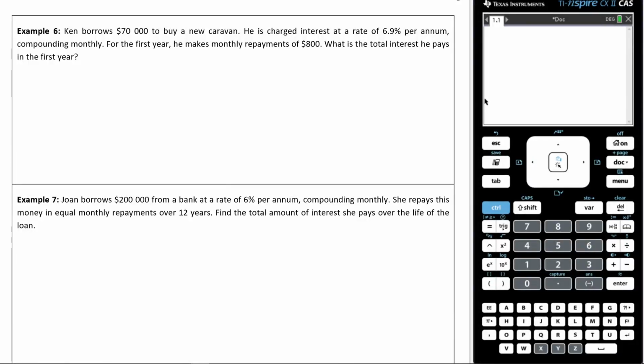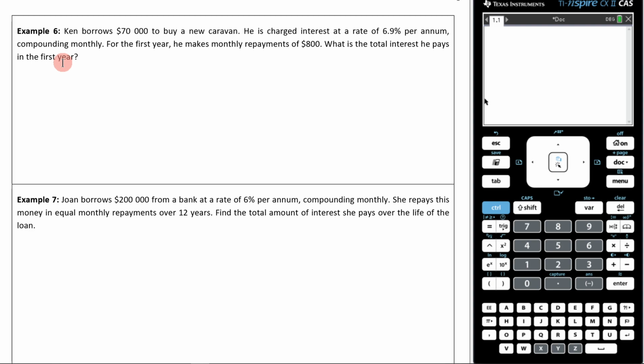All right, let's now answer this question here. It says, Ken borrows $70,000 to buy a new caravan. He's charged interest at a rate of 6.9% per annum, compounding monthly. For the first year, he makes monthly repayments of $800. What is the total interest he pays in the first year?